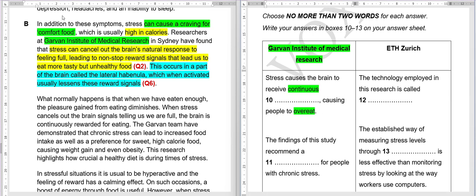In addition to these symptoms, stress can cause craving for comfort food, which is usually high in calories. Researchers at the university in Sydney found that stress can cancel out the brain's natural response to feeling full, leading to non-stop reward signals that lead us to eat more tasty but unhealthy food. Okay, so this is our location.